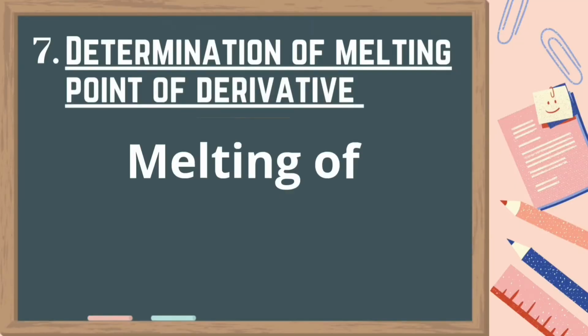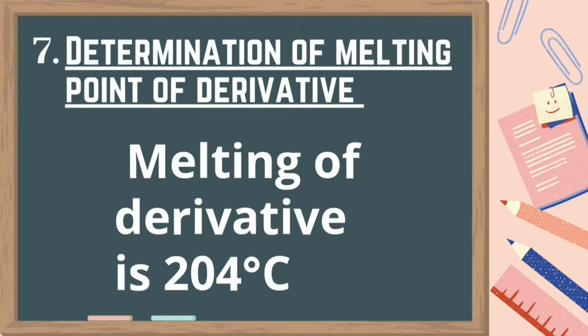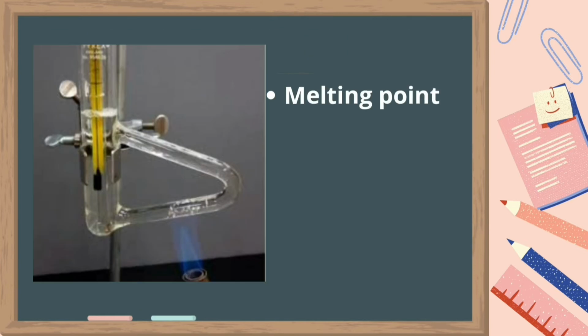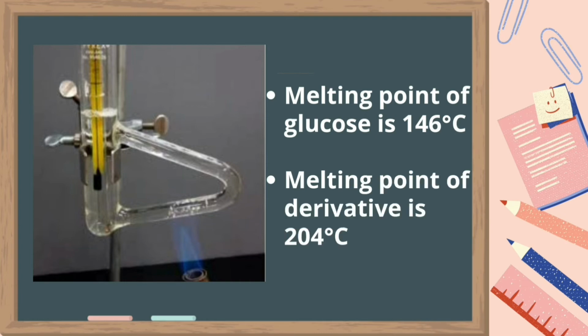Determination of melting point of derivative. Melting point of derivative for glucose is 204 degrees Celsius. So our given unknown organic compound is glucose and the structure of glucose is shown here. Also, the melting point of glucose is 146 degrees Celsius and the melting point of derivative of glucose is 204 degrees Celsius.